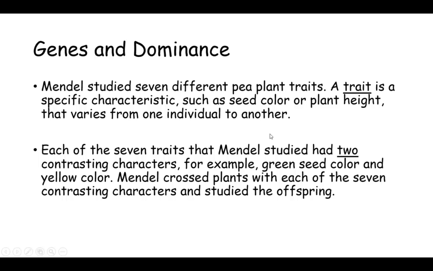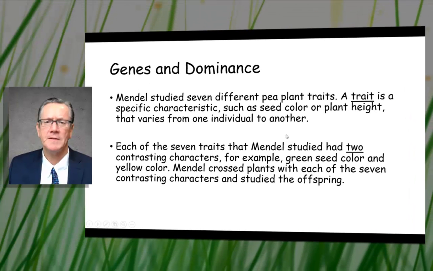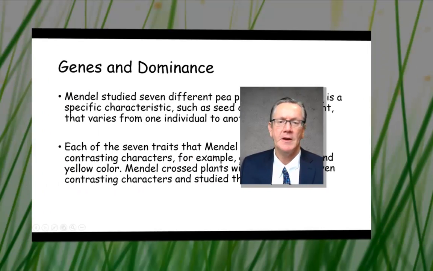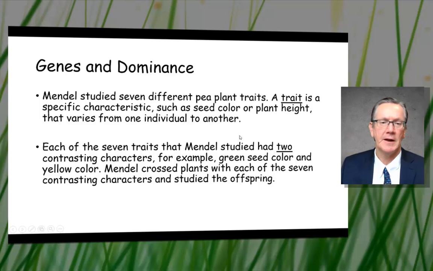Genes and dominance. Mendel studied 7 different pea plant traits. A trait is a specific characteristic, such as seed color or plant height, that varies from one individual to another. Each of the 7 traits that Mendel studied had 2 contrasting characters. For example, green seed color and yellow seed color. Mendel crossed plants with each of the 7 contrasting characters and then studied the offspring.